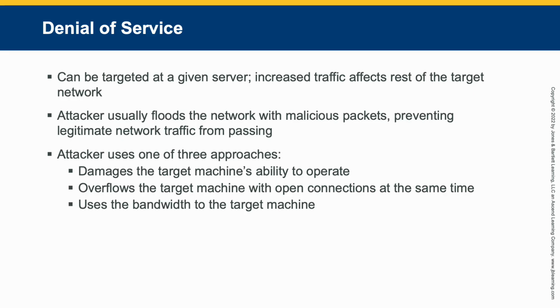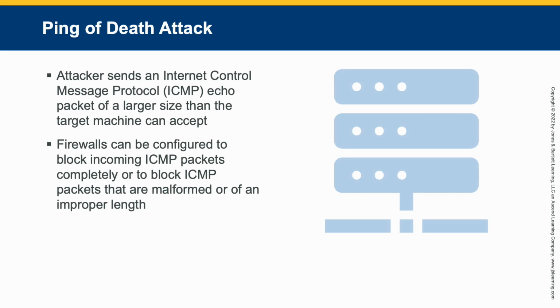The attacker uses three approaches: damage the target machine's ability to operate, overflow the target machine with open connections at the same time, and use up the bandwidth to target machines. In a ping of death attack, the attacker sends an Internet Control Message Protocol, or ICMP, echo packet of a larger size than the target machine can accept. Firewalls can be configured to block incoming ICMP packets completely or to block ICMP packets that are malformed or of an improper length.